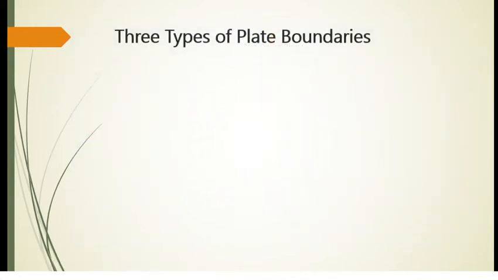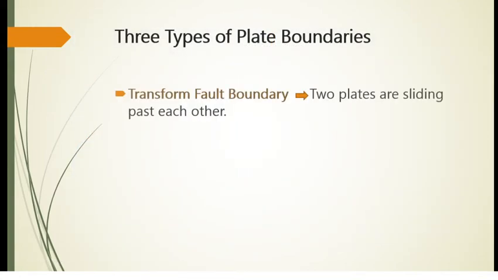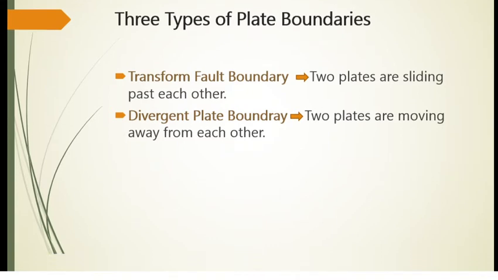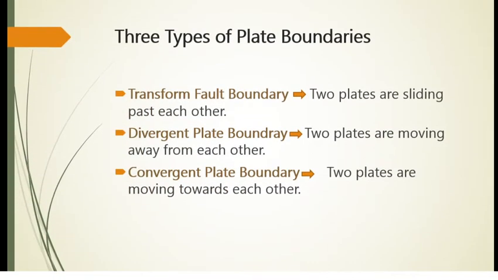Now we have three types of plate boundary. First, we have the transform fault boundary, wherein the two plates are sliding past each other. And the second, we have the divergent plate boundary, wherein the two plates are moving away from each other. And then we have the third one, the convergent plate boundary. Two plates are moving towards each other.